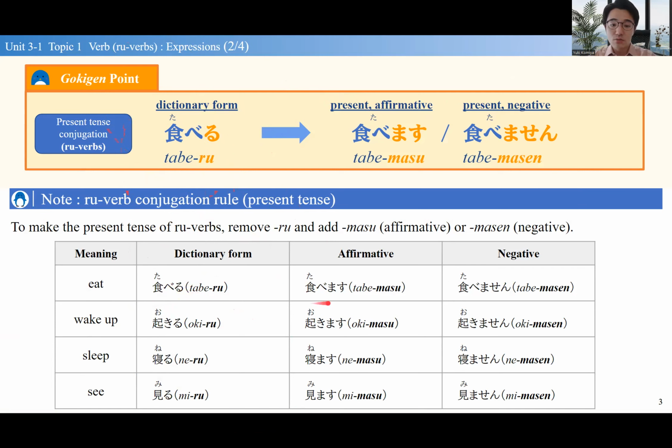Change the ru into masu, tabemasu, for affirmative, like I eat, you eat, they eat. Tabemasu, affirmative. For negative, don't eat, change the ru to masen, tabemasen. So taberu, change the ru to masu, tabemasu and tabemasen. Masu, masen, for affirmative and negative. Taberu, tabemasu, tabemasen. Okiru, okimasu, okimasen. So this is how to make the present tense affirmative and negative forms of the ru-verbs.